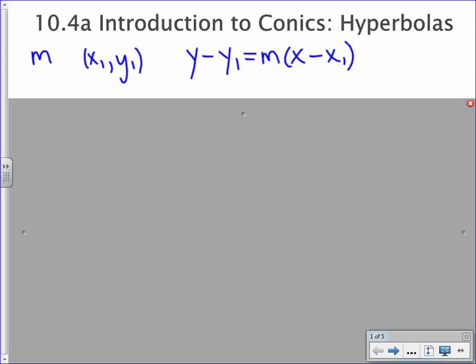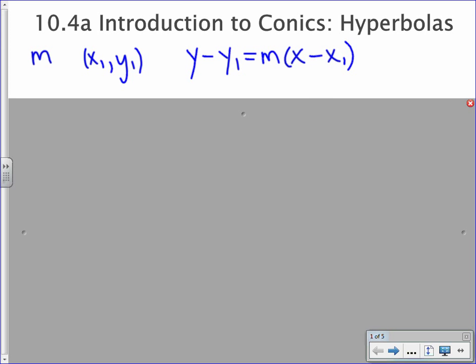Anytime that I ask you to write the equation of a line for this chapter, you may write it using point-slope form, and you can leave it in point-slope form. I will not make you solve for y.